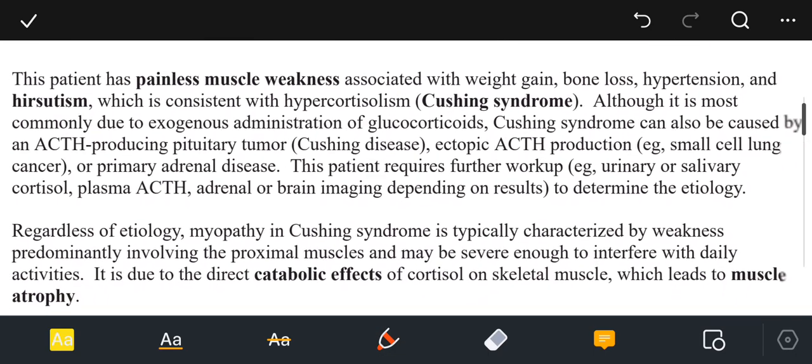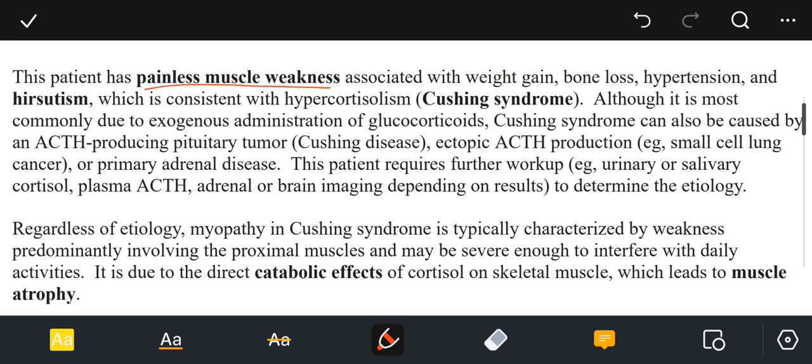Now this patient has painless muscle weakness associated with weight gain, bone loss, hypertension and hirsutism, which is consistent with hypercortisolism or Cushing syndrome, although it is most commonly due to exogenous administration of glucocorticoid. Cushing syndrome can also be caused by an ACTH producing pituitary tumor, that is Cushing disease, ectopic ACTH production, small cell lung cancer, or primary adrenal disease. This patient requires further workup, for example urinary or salivary cortisol, plasma ACTH, and adrenal or brain imaging depending on the results, to determine the etiology.